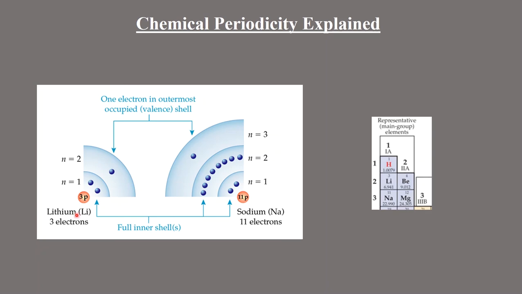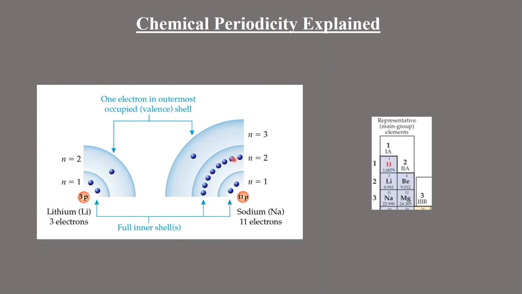Consider elements lithium and sodium. Both are from group 1A, and they have similar chemical properties. When we fill 3 electrons of lithium and 11 electrons of sodium, we get the electron configuration, or electron filling, as shown in this image. If you look closely, you will see the similarity between lithium and sodium electron filling. They both have completely filled inner shells. Lithium's inner shell is the first shell and it is completely filled with 2 electrons.